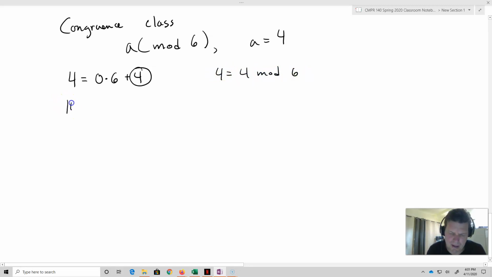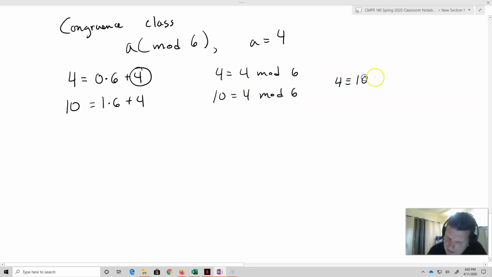Another one that would be there is 10, okay? So 10 is going to equal 1 times 6 plus 4, okay? So 10 is equal to 4 mod 6, right? And that means, as a result, that 4 is congruent to 10 mod 6, right? So they are now congruent. And notice the parentheses come in when we talk about the congruence between two values.